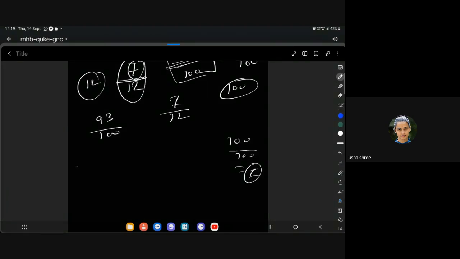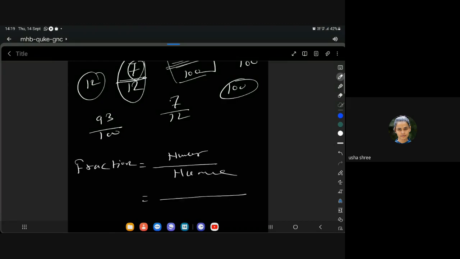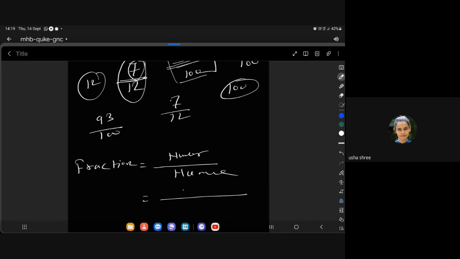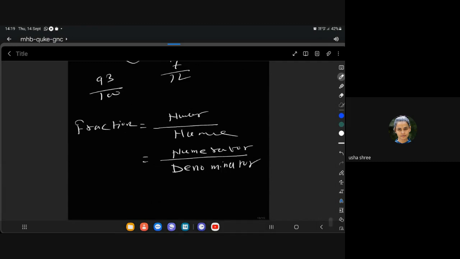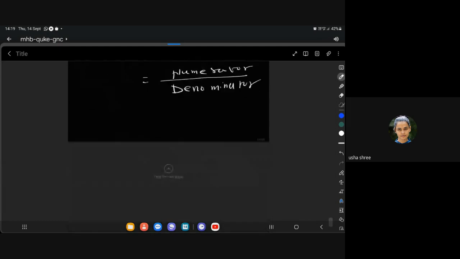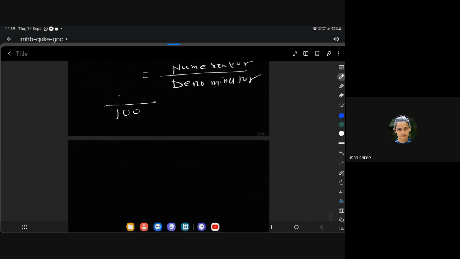So in a fraction, in the upper side there will be some number, down also there will be some number. Whatever is in the upper part is called numerator, and down there it is denominator. Clear? So out of 100, if you are getting 93, so 93 is your numerator and 100 is your denominator.